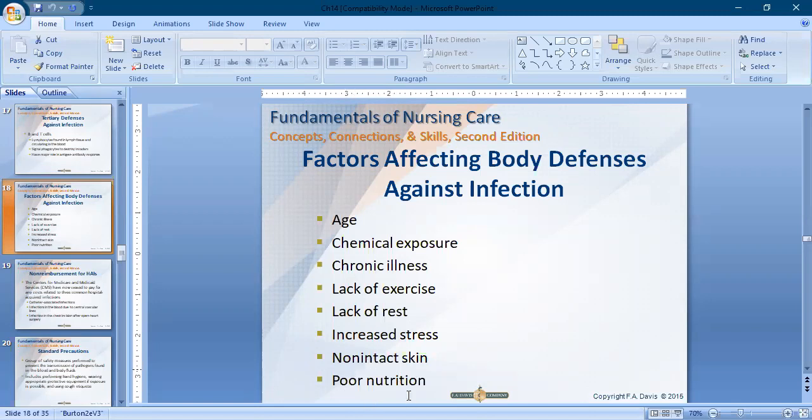Poor nutrition. Good nutrition can prevent some infection. Like an immunocompromised patient or HIV patient, you have to give them special nutrition, and nutrition boosts up their immune system.